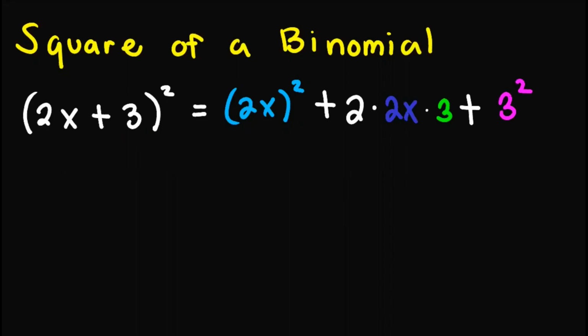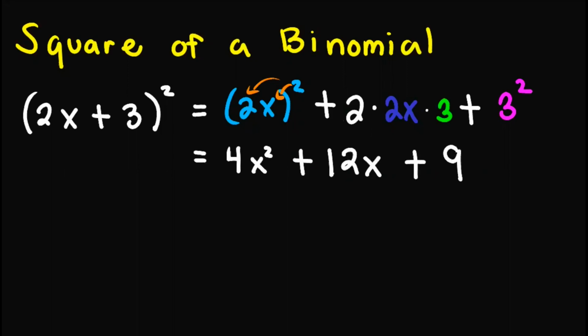Again, we can distribute this 2 here. We'll obtain 4x squared plus, simplifying the middle, 2 times 2 is 4 times 3 is 12. So this will be 12x plus 3 squared is 9. And so that is the answer for this first example.